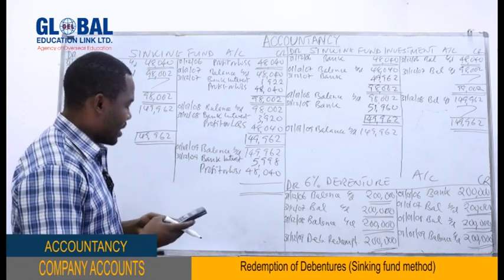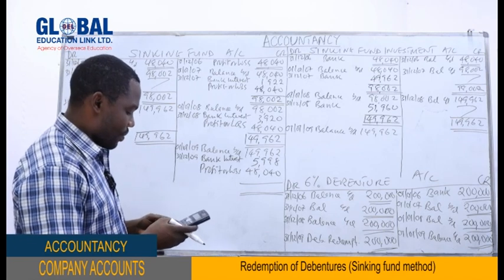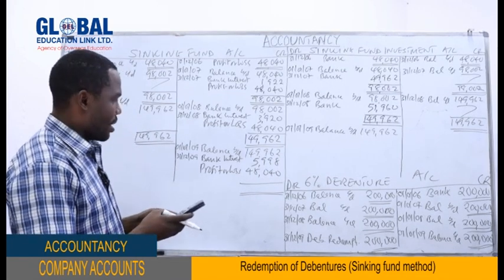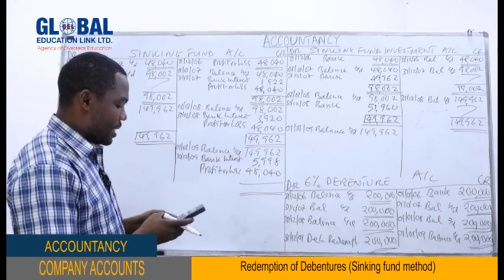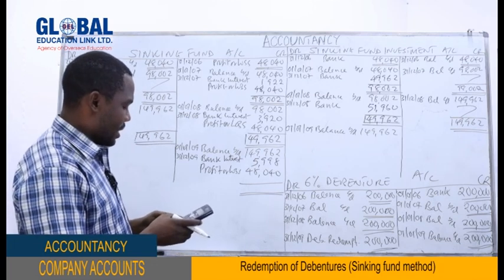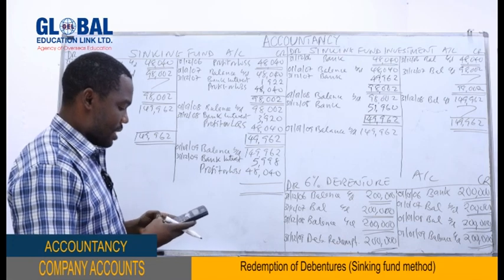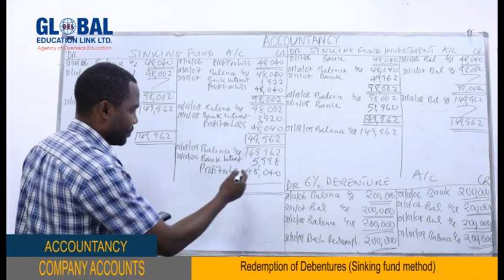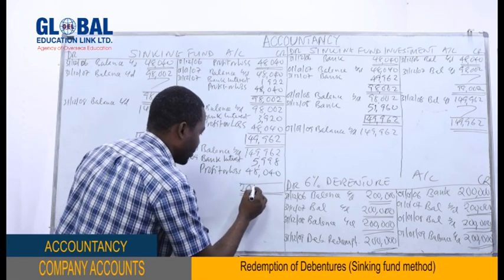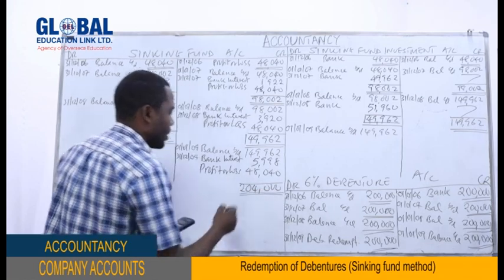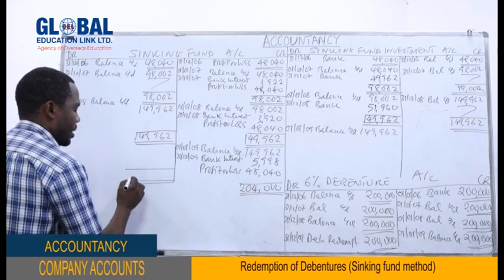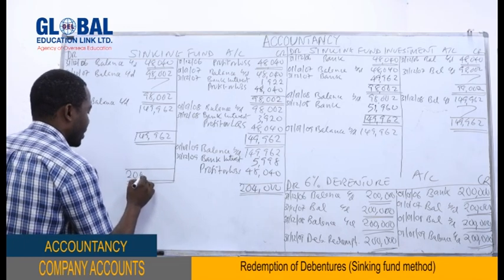Okay? Let me add up 149,962 plus 5,998 plus 48,040. Yes, exactly. It comes to 0.2. Okay, 240. Okay, this is 240.